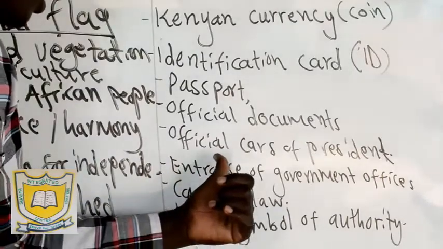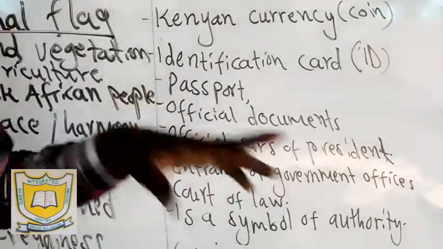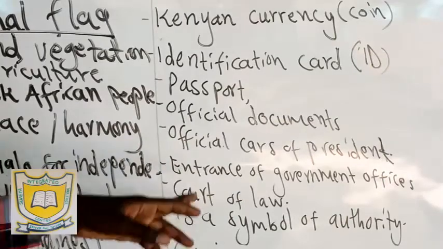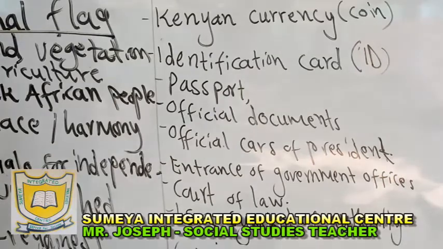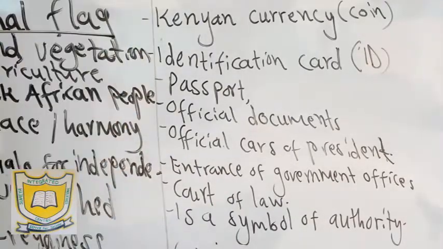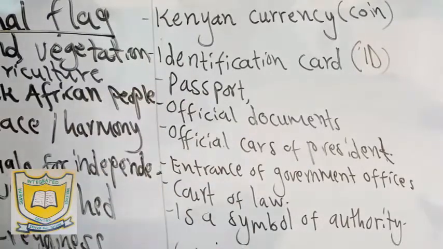Then we have the official cards of the president. The card that is used by the President of the Republic of Kenya is indicated by this coat of arms. Then we have the entrance of government offices. For example, the court of law. When you go to the court of law, we have the coat of arms just at the entrance, at the doorpost. Then we have even the cap worn by the police officers on the head. When you look at that, we have also the coat of arms. Then it's also a symbol of authority.